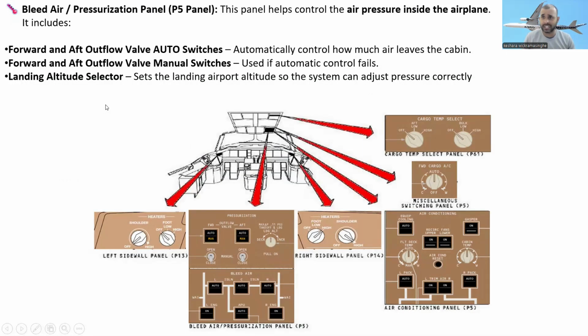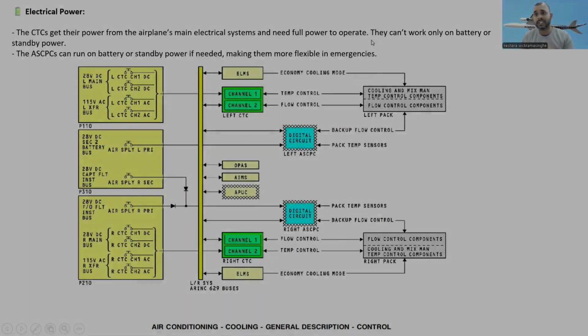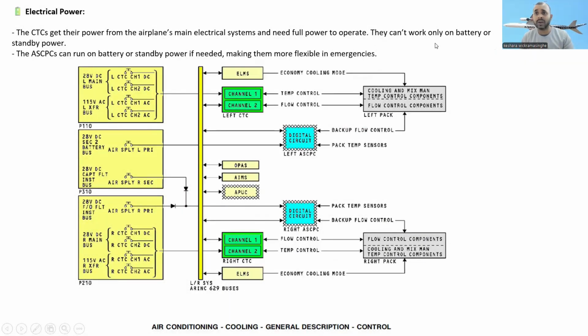The air and pressurization panel is situated in the P5 panel. This panel helps control the air and pressure inside the airplane. It needs full power to operate. It cannot work only on battery or standby power. This one needs the full power, right?